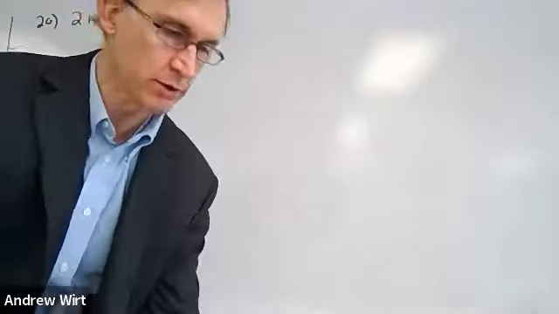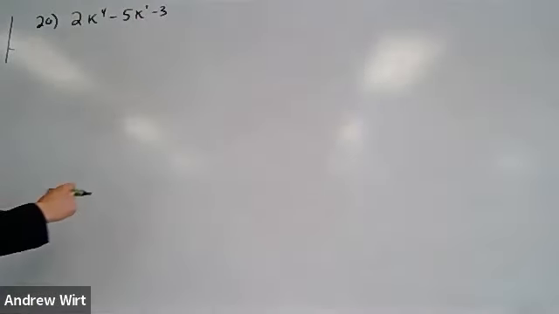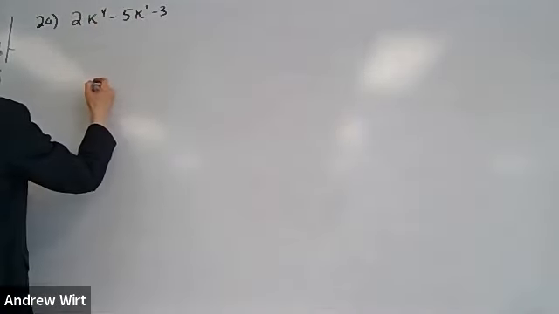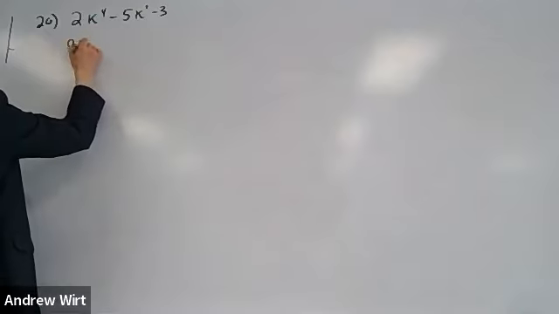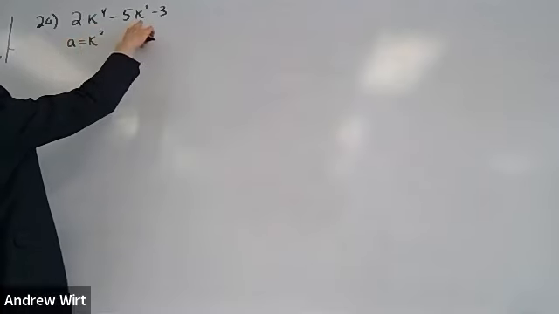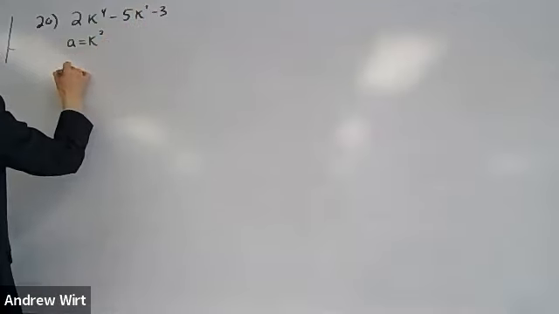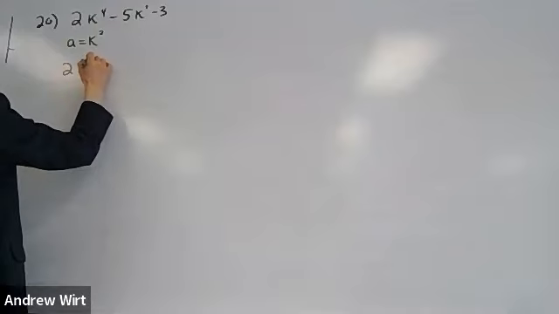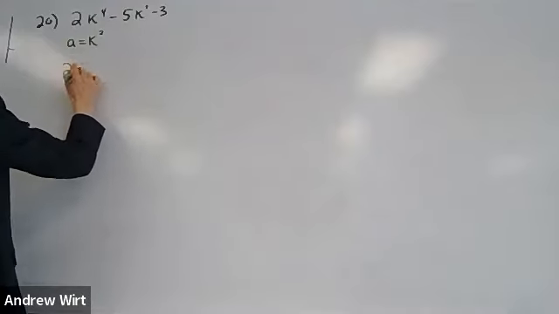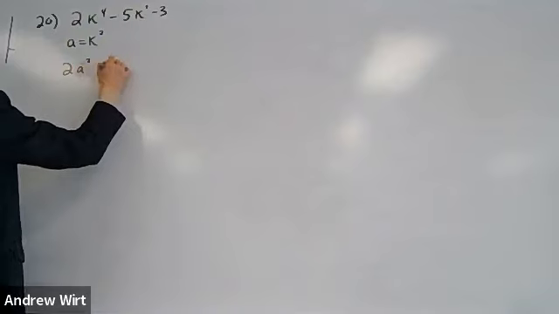So this one kind of looks like an a not equal to 1 trinomial, except we've got higher powers here. So we can use substitution here. Set it equal to the variable part of the middle term. So a is k squared. That turns this into 2a squared minus 5a minus 3. And now we have a standard a not equal to 1 trinomial.